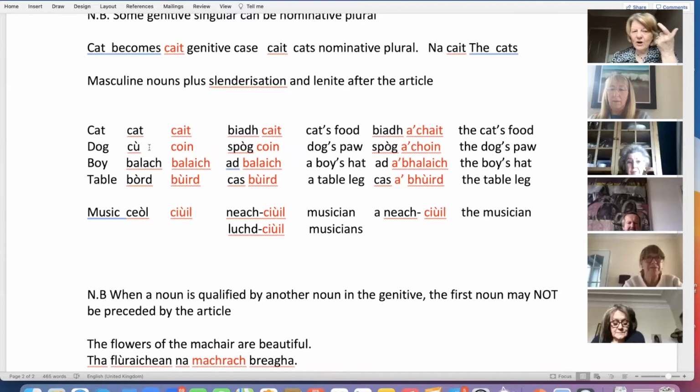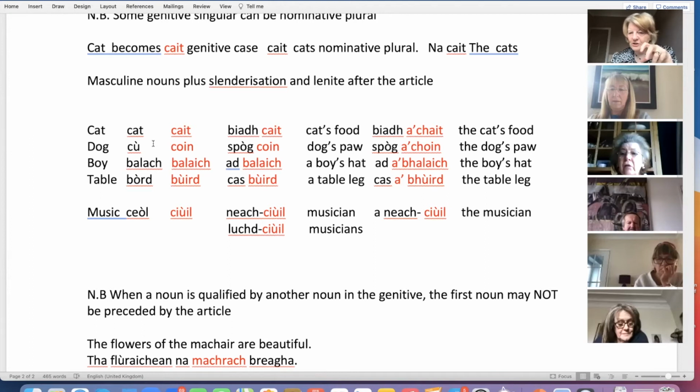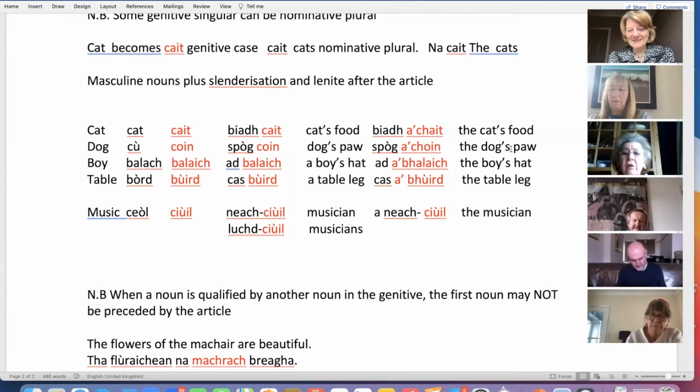And then you say, I have dogs. You would say, tha coin agam. The dogs are in the garden: tha na coin anns a' ghàrradh. The dog's food is in the garden would be tha biadh a' choin anns a' ghàrradh. That's all it is. It's the possessive. And so anytime you hear this, what you're going to have to do is break it down into the food of the dog. I'm sorry, I never made the language up.